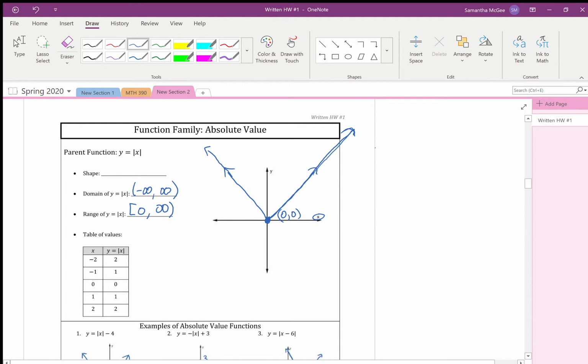So the takeaway here is that we use brackets to indicate that we do want to include the value.